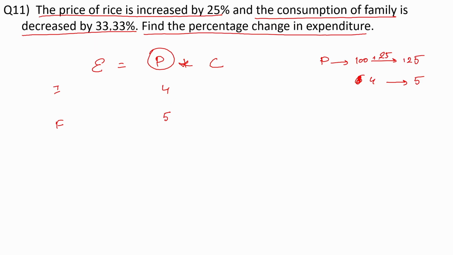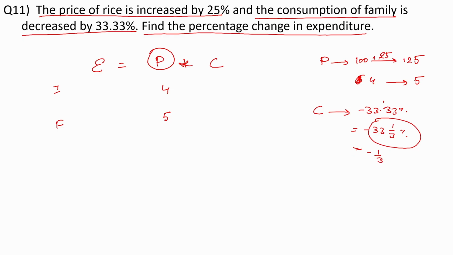And the consumption is decreased by 33%. So consumption is decreased by 33.33%, that is equal to minus 33 1 by 3%. I can write this 33 1 by 3% as 1 by 3 as a fraction.